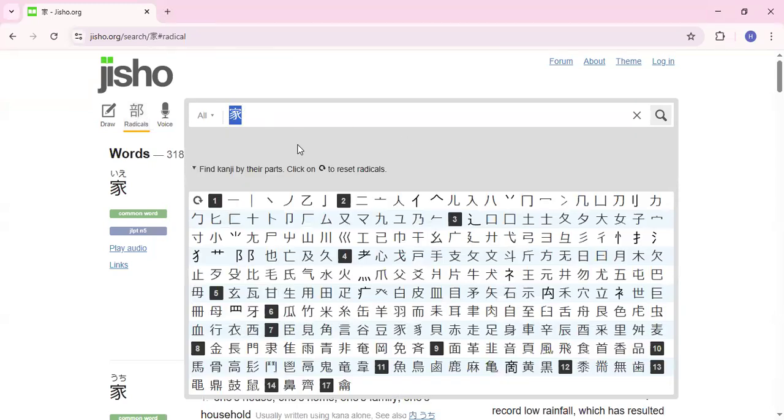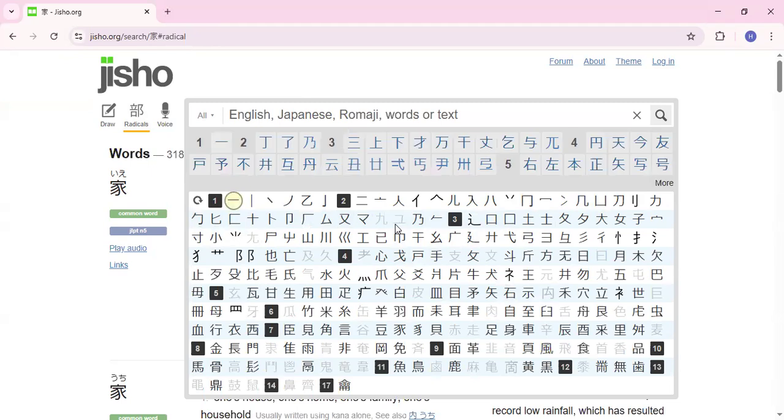Okay, what else? Radicals, right? So if you know the radicals, let's try to write ie. Ie would be 1, 2, 3. Where is it? It's not here. Yeah, so there's like this. There's an ichi here. There's the 1, 2, 3. Yeah, for radicals, you kind of need to know how to write.